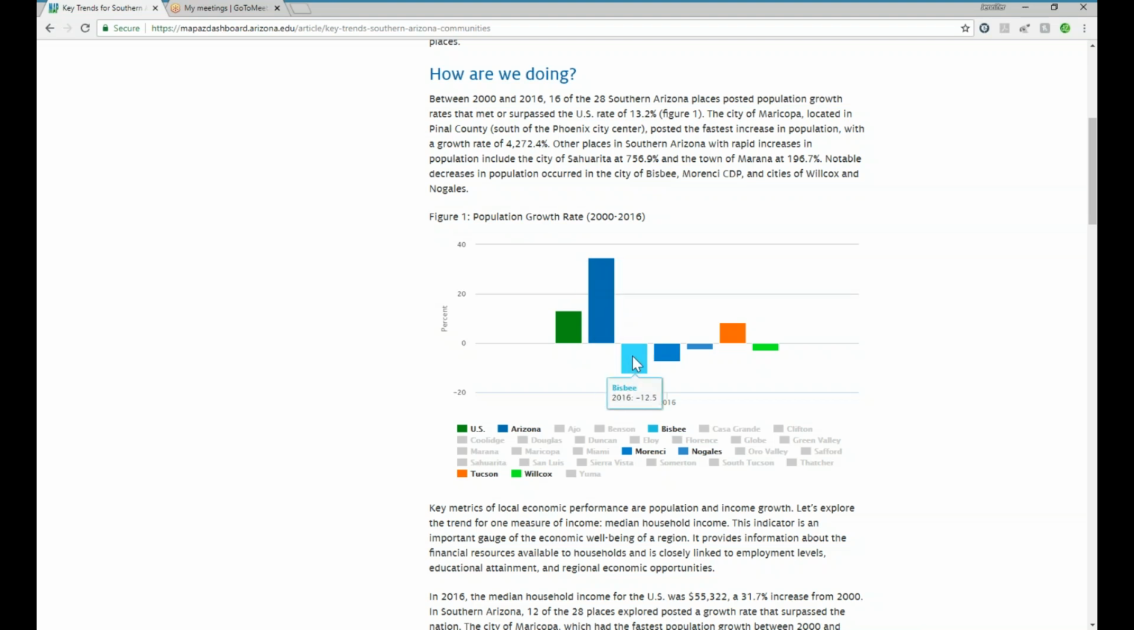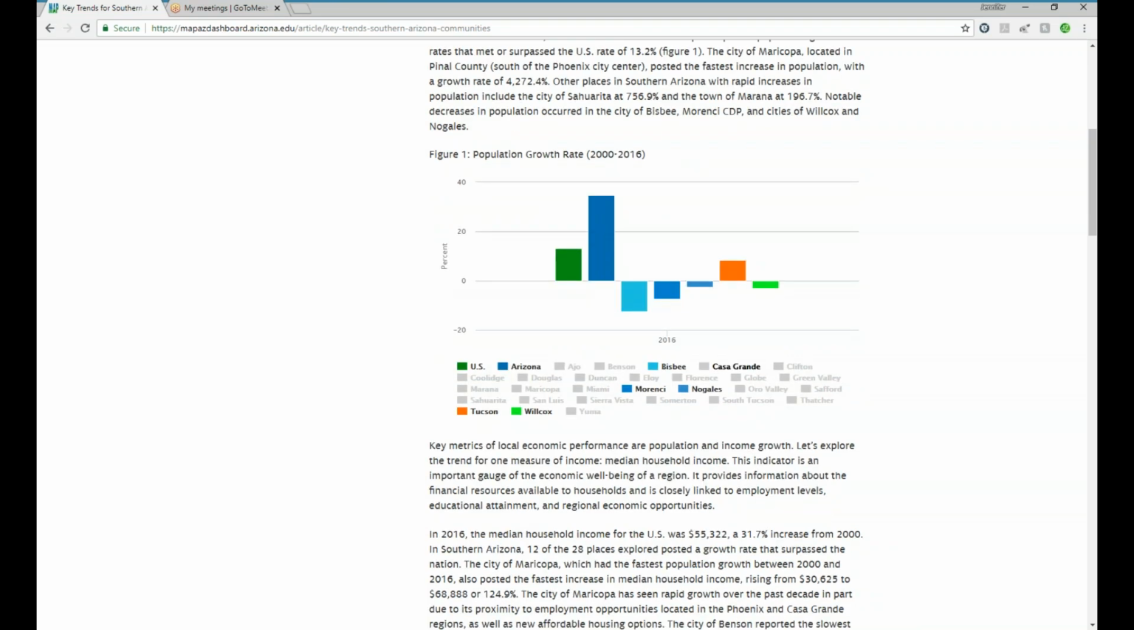A couple of our communities have had losses in population during that time period, and that includes Bisbee and Morenci, which has to do with a little bit of the curtailing of the mining operations during that time period. And then the city of Tucson was at 8.4%. So this is an important measure to consider when looking at the overall well-being of a community: are you losing population or gaining population? And what are the driving forces behind those population losses or gains?